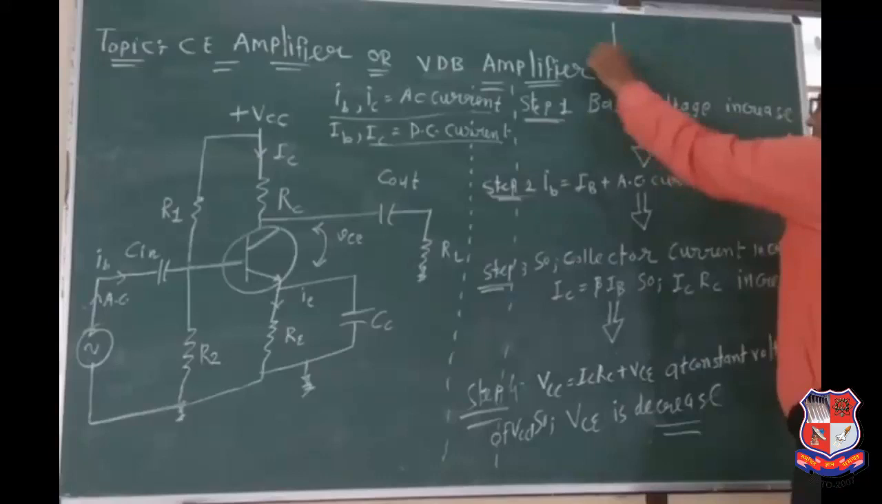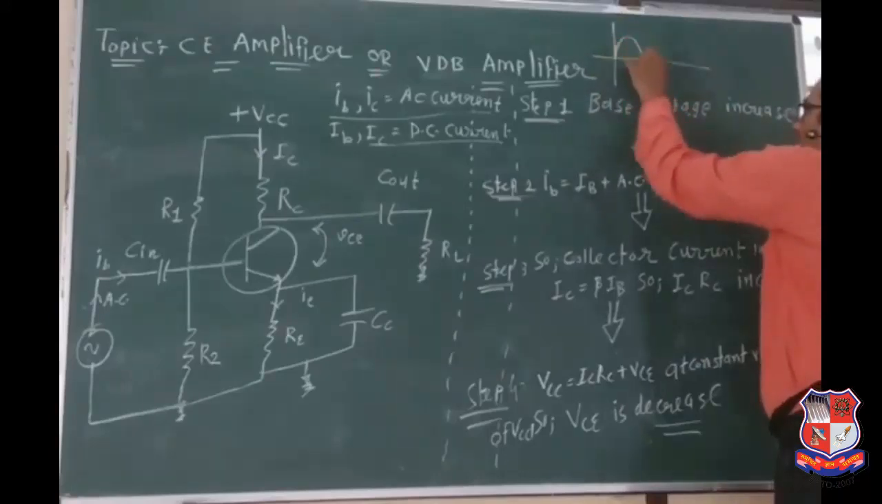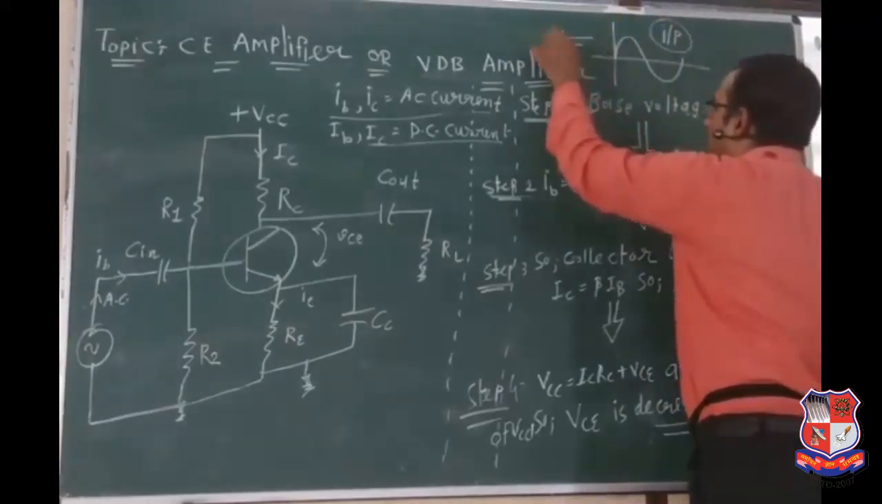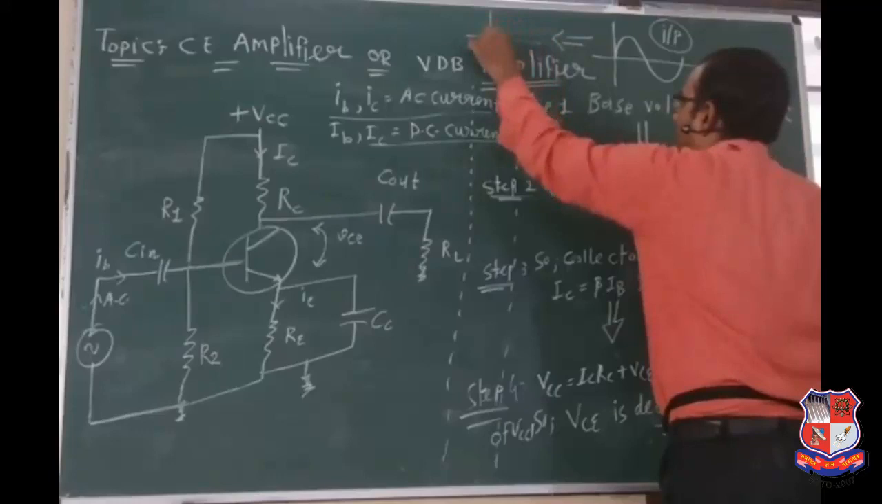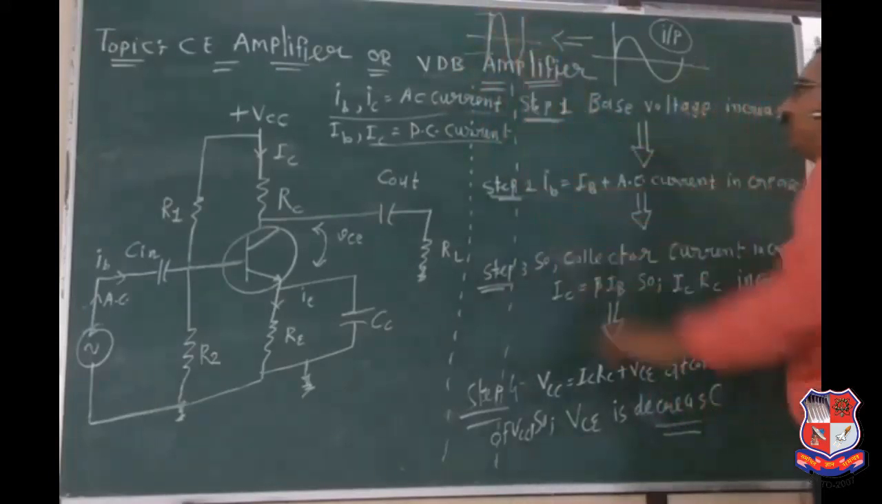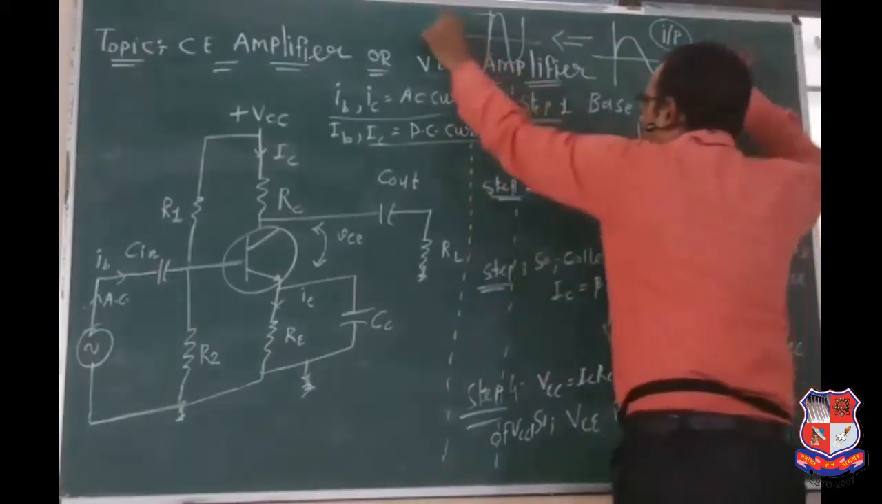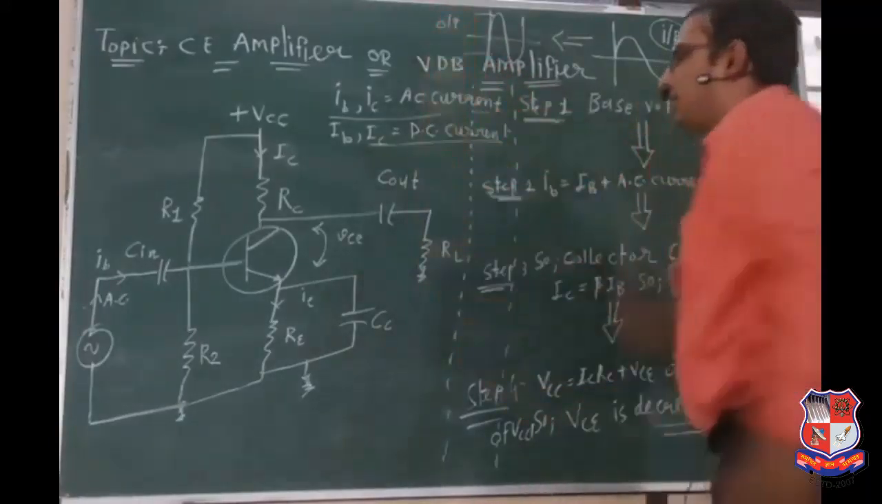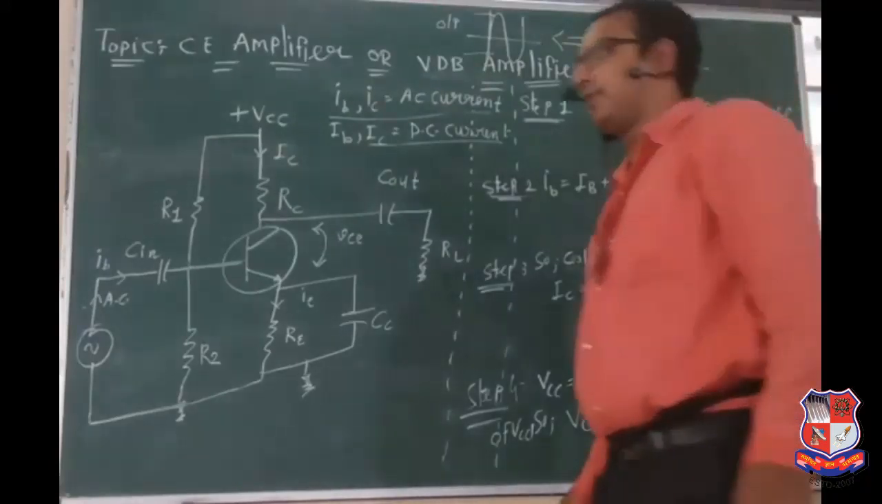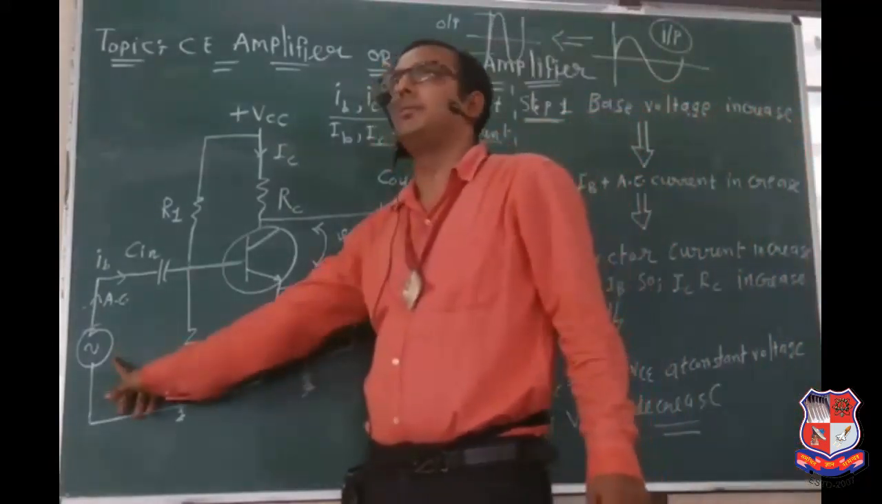So, if it is an input signal, then what is the output? To increase the amplitude. See, this is input and this is output. It is known as the concept of amplifier. So, we have applied the AC signal to the input.